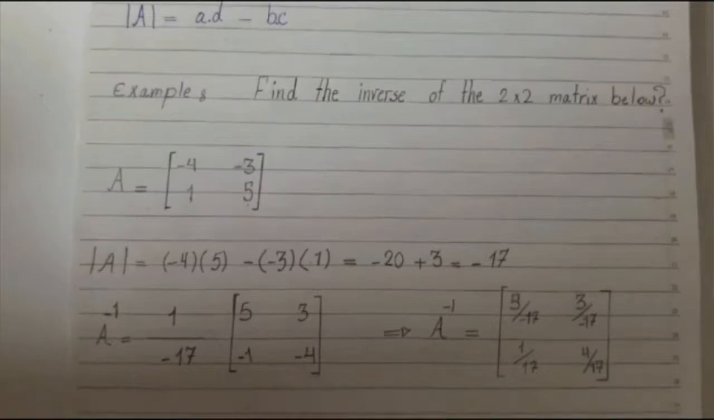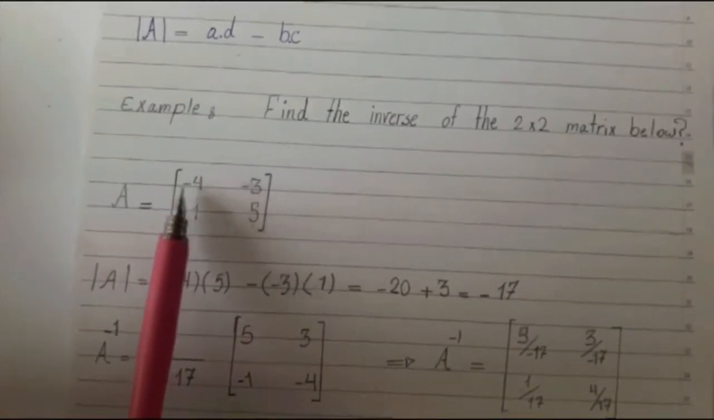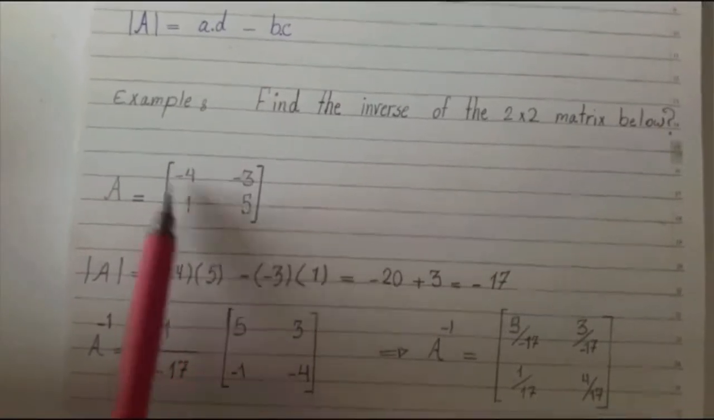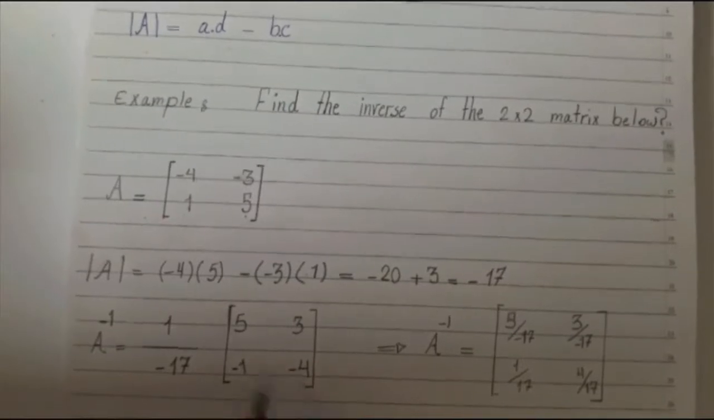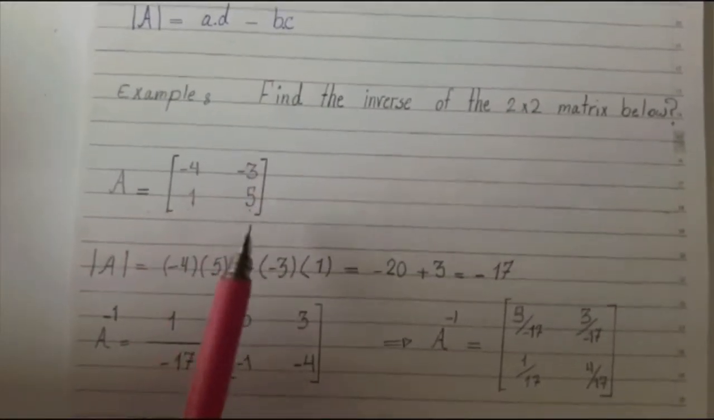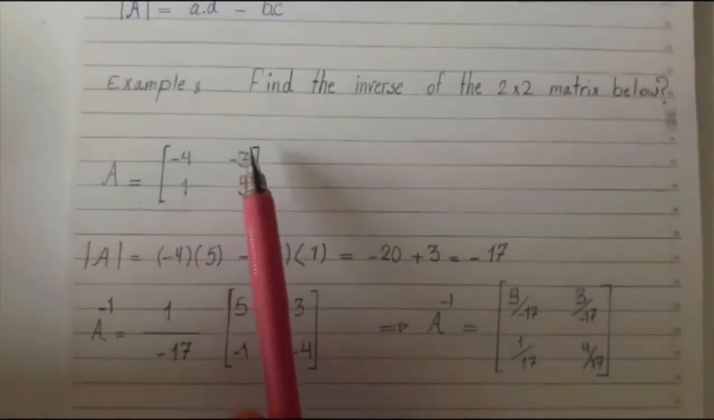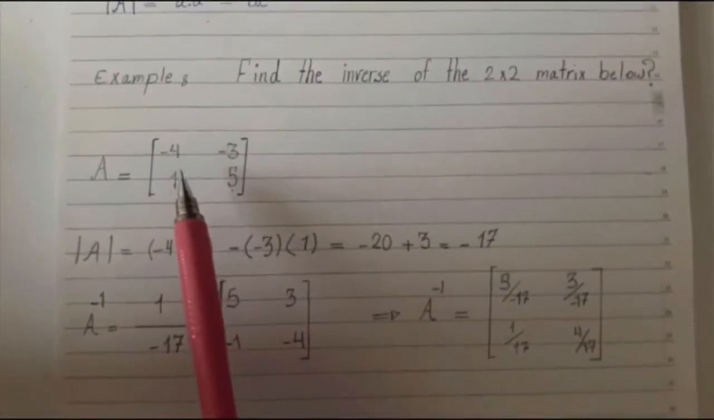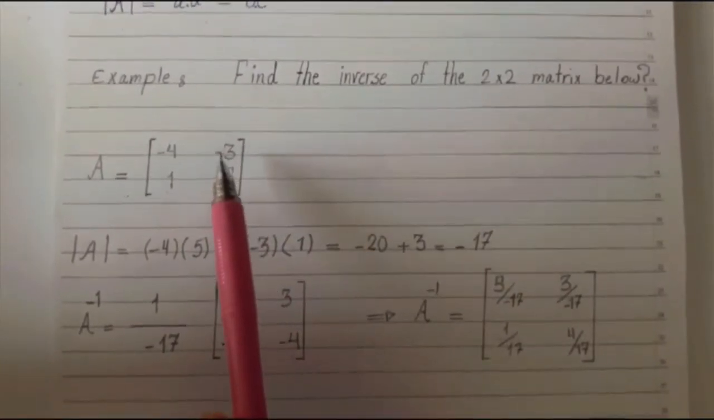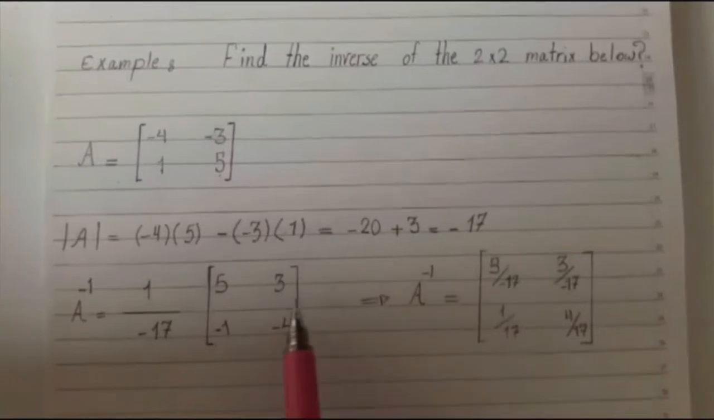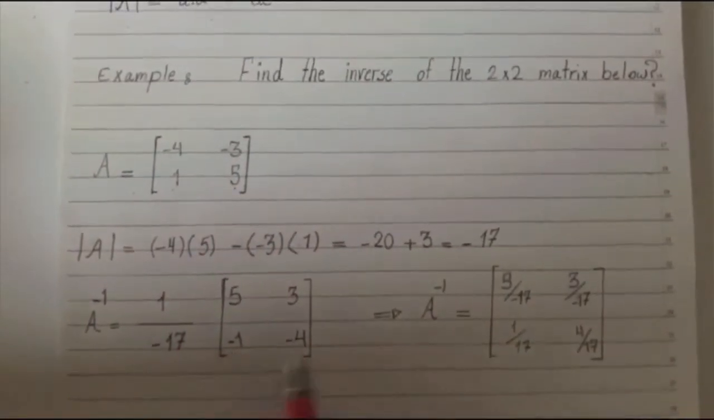How we find this matrix? We are going to find it, okay? We switch the position of our entries in this diagonal. So it's gonna be 5 and negative 4. It was negative 4 and 5, so it's gonna be 5 and negative 4, okay? But about this diagonal, we keep them in the same position, but we just switch the sign. It was negative 3, so it's gonna be 3. And it was 1, so it's gonna be negative 1.